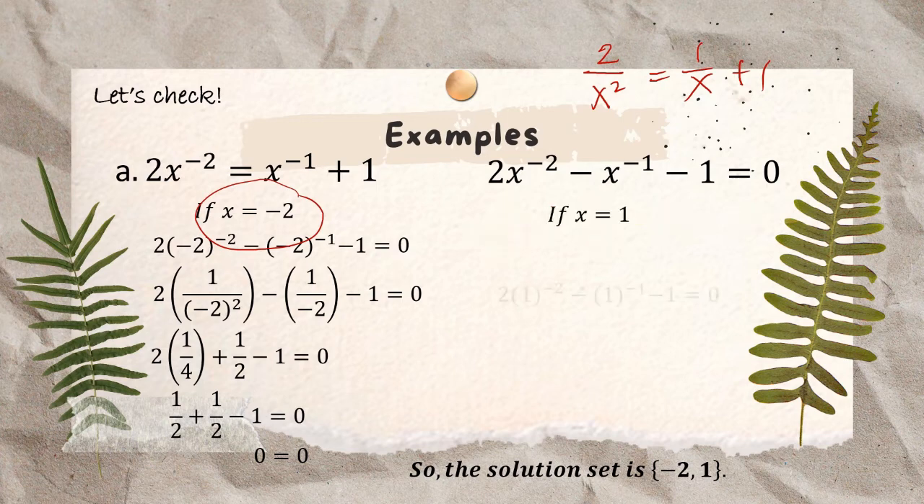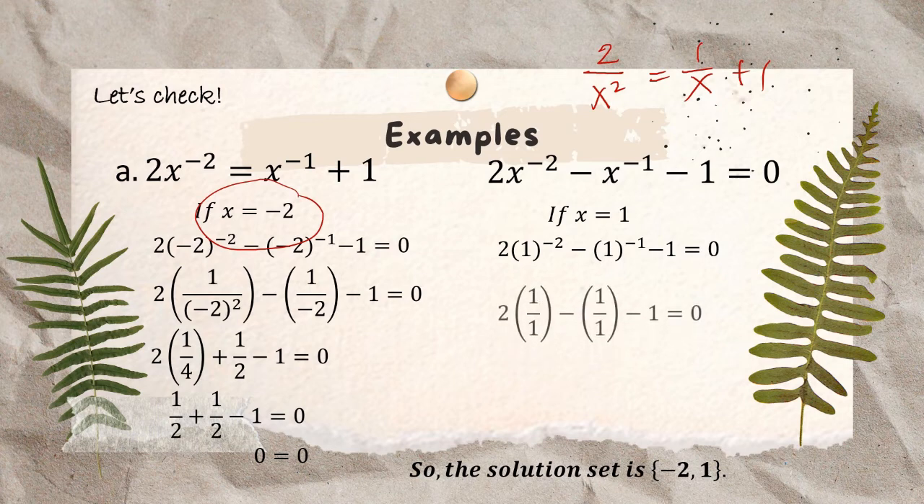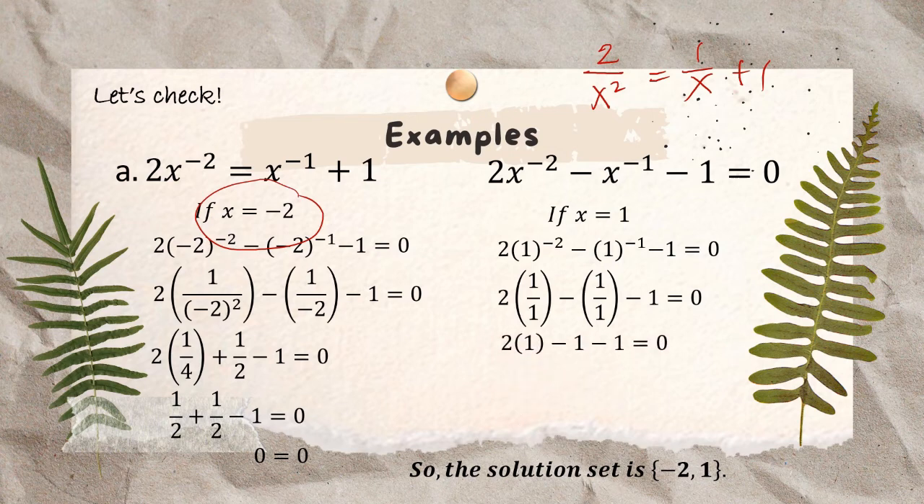Then, if x is equal to 1, we have 2 times 1 raised to negative 2 minus the quantity of 1 raised to negative 1 minus 1 is equal to 0. Then, 2 times 1 over 1 minus 1 over 1 minus 1 is equal to 0. Then, 2 times 1 minus 1 minus 1 is equal to 0. And then, simplifying, we have 2 minus 1 is 1, minus 1 is 0, which is equal to 0. Therefore, the values of x, which are negative 2 and positive 1, are solutions of this equation. Therefore, the solution set is negative 2, positive 1.